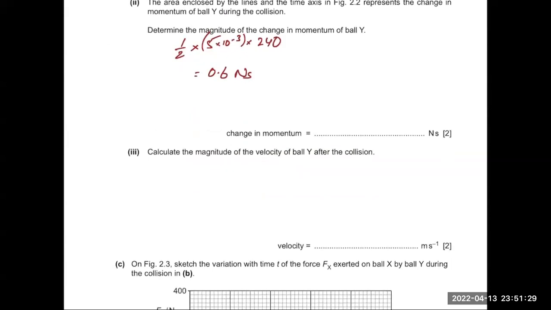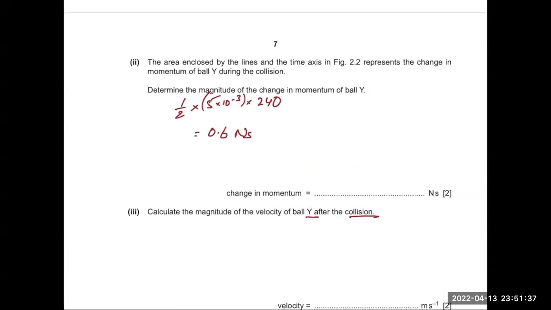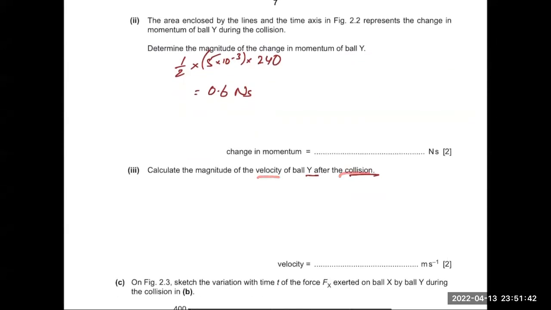Part three says, calculate the magnitude of the velocity of ball Y after collision. So we have the change in momentum of ball Y. They're asking us for the velocity of ball Y after collision. So change in momentum is equal to initial momentum minus final momentum, or final momentum minus initial momentum. The only difference that you'll get would be of a positive or a negative sign. So our change in momentum is 0.6.